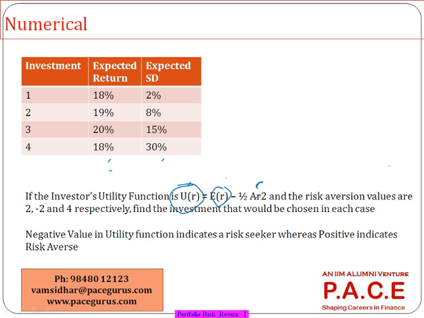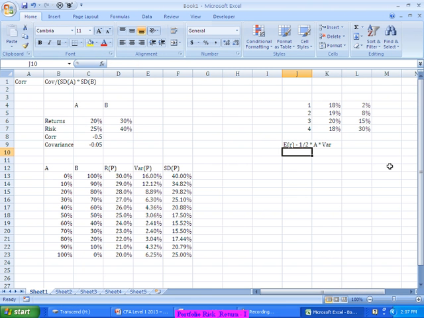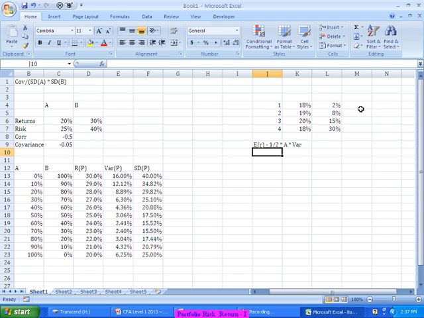Right. So here, let's assume that A is the level of risk aversion. Let's say you take the A values as 2, -2 and 4. If you take the A value as +2, which of the 4 do you have to choose? You take the value of A as +2. Now let me take the value of A as +2 for each of these 4 situations.